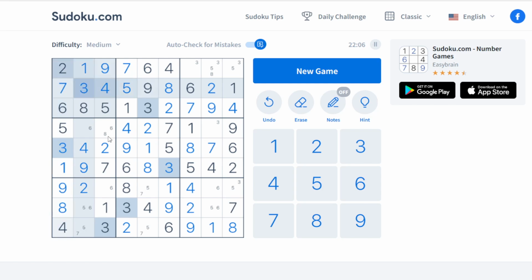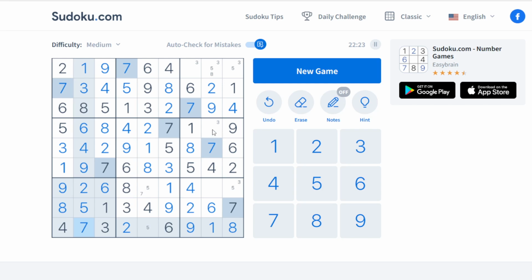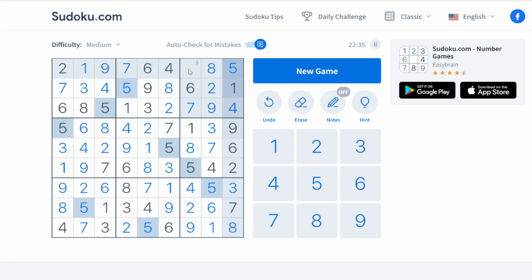This is the 7. This is the 3. This must be the 8. 6. 6. This is the 5. This is the 6. This is the 7. The 3. The 5. The 7. From here, this is the 5. This is the 8. That's the 3. That's the 5. That's the 3.